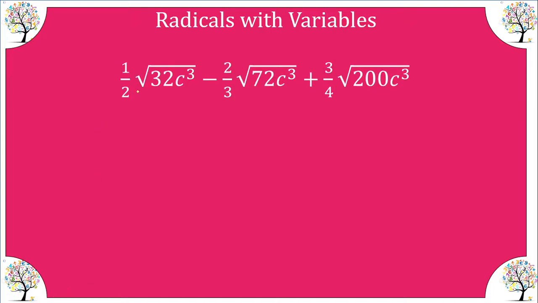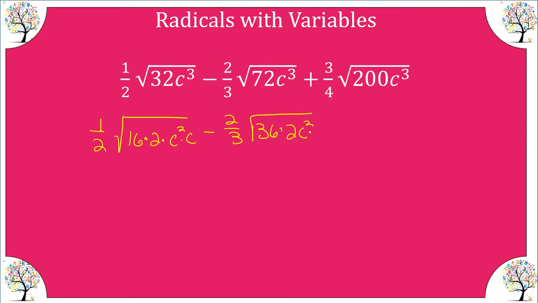Okay, let's take a look at some radicals with variables, and we have fractional coefficients. So I have 1/2. We're going to break down 32c to the third into 16 times 2 times c squared times c, minus 2/3. Break down 72. 9 and 8 will work, but it's not the best choice. So let's do 36 times 2, c squared times c, plus 3/4. And this time we have 100 times 2 times c squared times c.